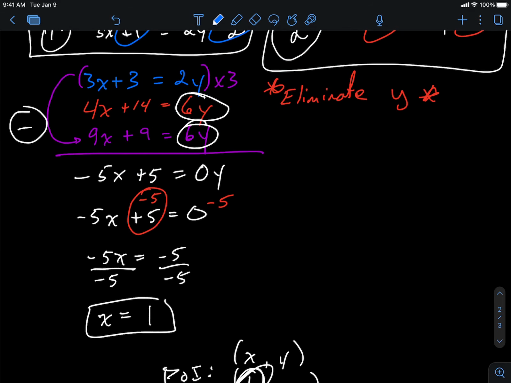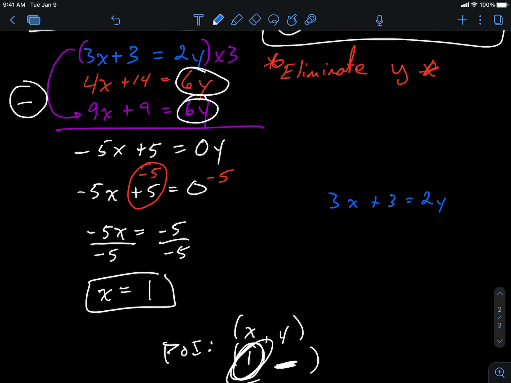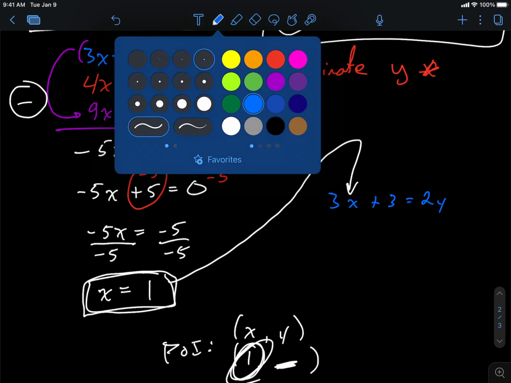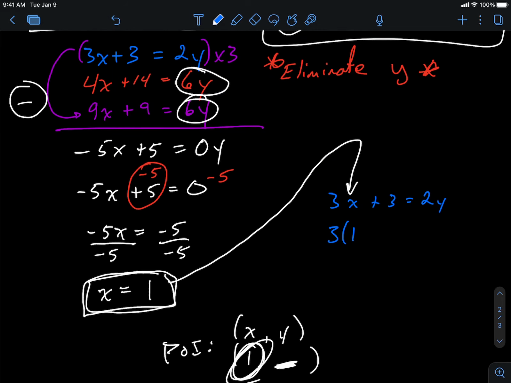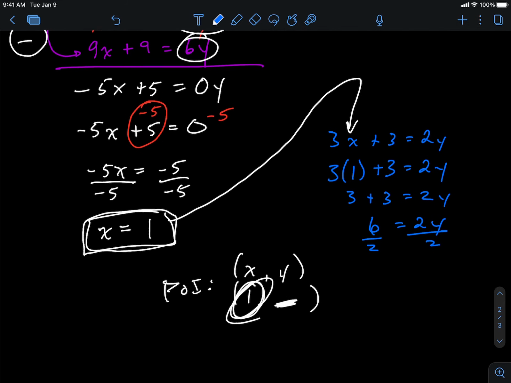So let's say 3x, I'll just rewrite it. And then I'm going to take my value of 1 for x and plug it in where I see the x. And I'm going to get 3 times 1 plus 3 has to equal 2y. Well, 3 times 1 is 3, plus 3, well, this is 6 equals 2y. Divide both sides by 2. So y equals 3. And you can fill that in. There's your point of intersection.